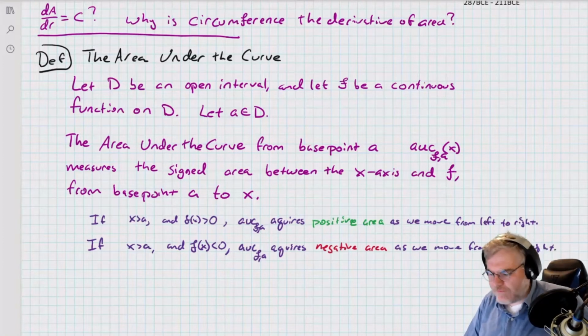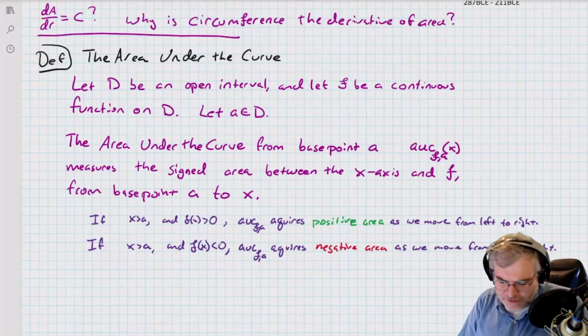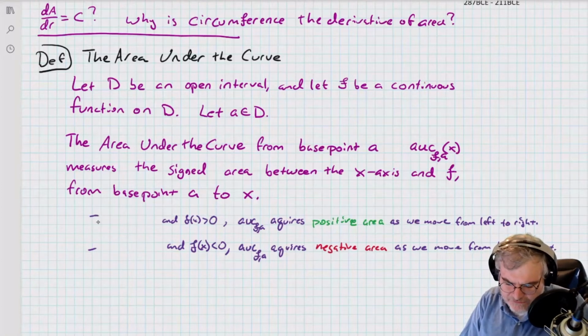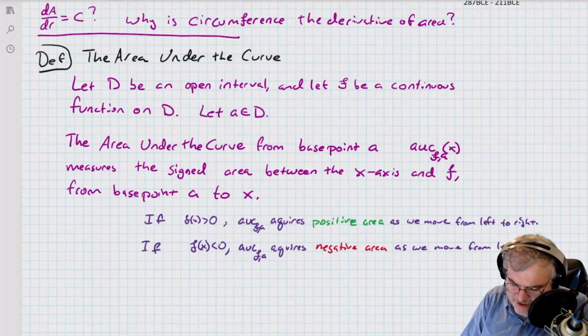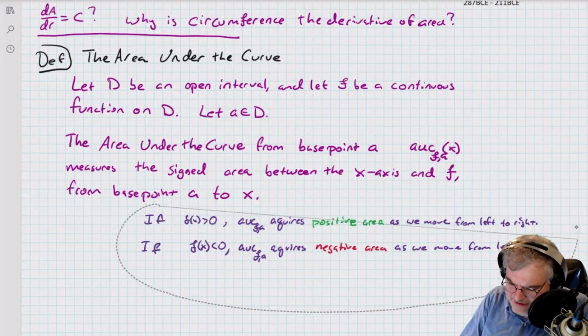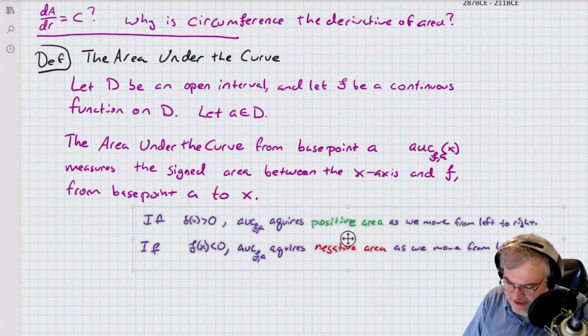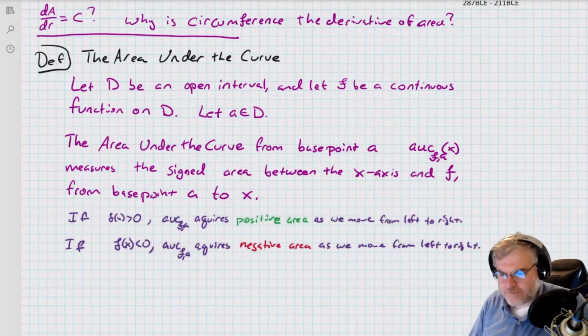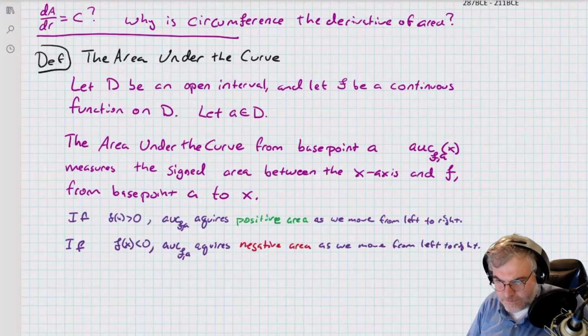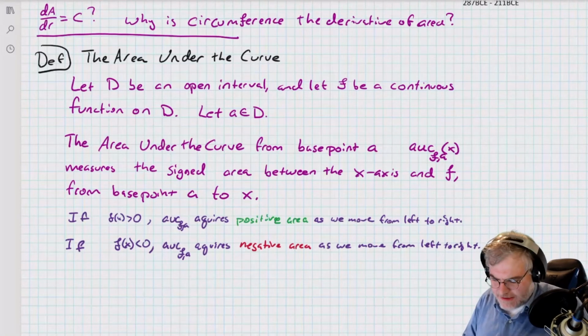Okay, so 1 to 5, how do we feel about that? If those conditions, let's just write this one. If I'm above the x-axis, I'm acquiring positive area. And if I'm below the x-axis, I'm acquiring negative area. Okay? So we have some people happy with that and some people not.